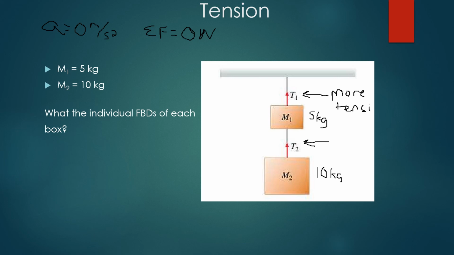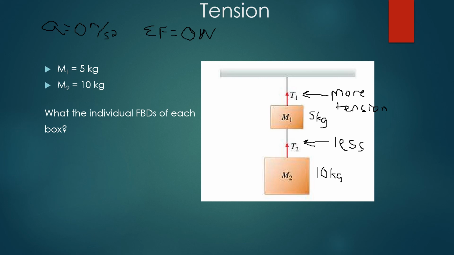Technically speaking, T1 is holding up both weights. T2 is only holding up one weight. Because T1 is holding up both the weights, if T1 wasn't here, both boxes would fall down. But if T2 wasn't there, then just box 1 would be there. So let's go ahead and see if this is true.